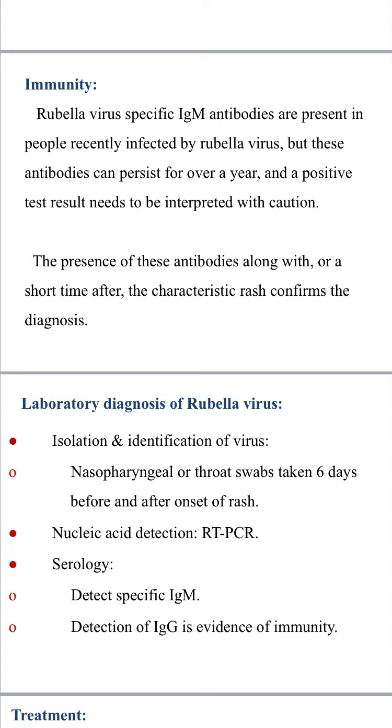Now we will talk about laboratory diagnosis of rubella virus. First, we will isolate the virus and identify it. A nasopharyngeal or throat swab can be taken 6 days before and after the onset of rash. Also, by reverse transcription PCR, we can detect the nucleic acid. Finally, we have serology to detect specific IgM, and also detection of IgG as evidence of immunity.